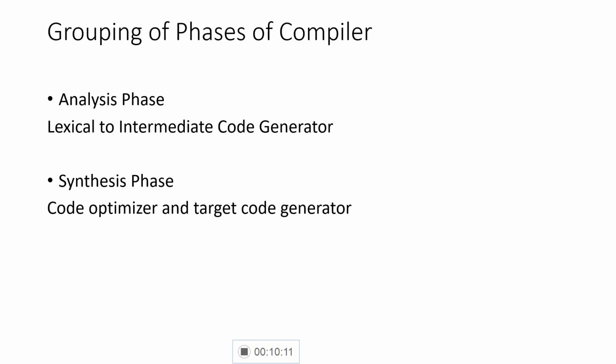So now the next topic is grouping of phases of compiler. The phases of compiler can be grouped into two parts: one is the analysis phase and another one is the synthesis phase. The first four phases of compiler, that is our lexical analyzer, syntax analyzer, semantic analyzer, and the intermediate code generator, come under the analysis phase, and in the synthesis phase the code optimization and the target code generator come. So in this video we have covered the example of the phases of compiler and the grouping of the phases of the compiler.